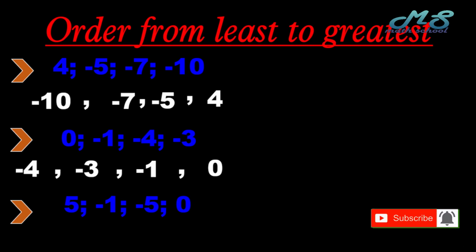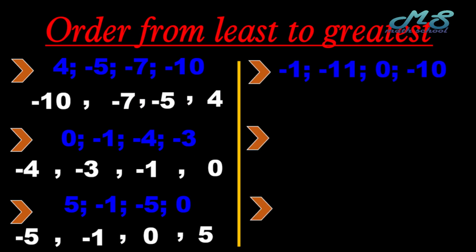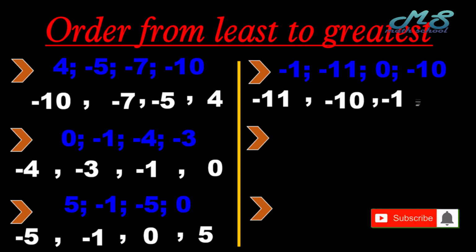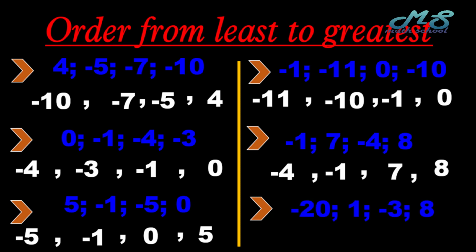Next, 5, -1, -5, 0. The smallest one is -5, followed by -1, followed by 0, followed by 5, the greatest one. Next set, guys: -1, -11, 0, -10. The smallest one is -11, followed by -10, followed by -1, and the greatest one is 0. Next set: -1, 7, -4, 8. The smallest one is -4, followed by -1, followed by 7. The greatest one is 8. Finally, we have -20, 1, -3, 8. The smallest one is -20, followed by -3, followed by 1, and the greatest one is 8.